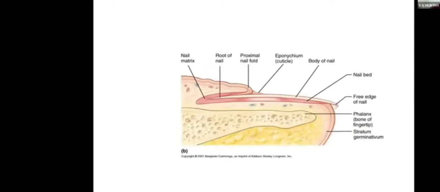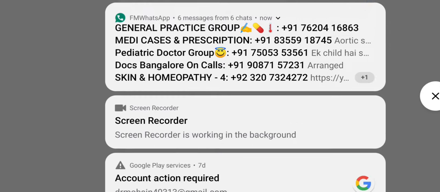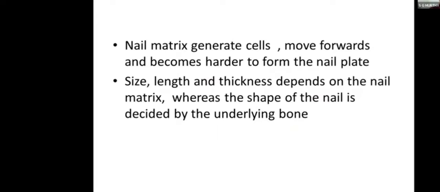Again, a small picture of anatomy so that you again go through that. There's a nail matrix at the base of the nail, the root of the nail, and then you have the proximal nail fold, then the nail plate. And below the nail is the nail bed, and you have that phalanx, that is the bone. And below the bone is the soft part of the finger, that is the fat. So nail matrix generates cells. As I told you, the nail matrix is instrumental in generating the live cells, which move forwards and become harder to form the nail plate.